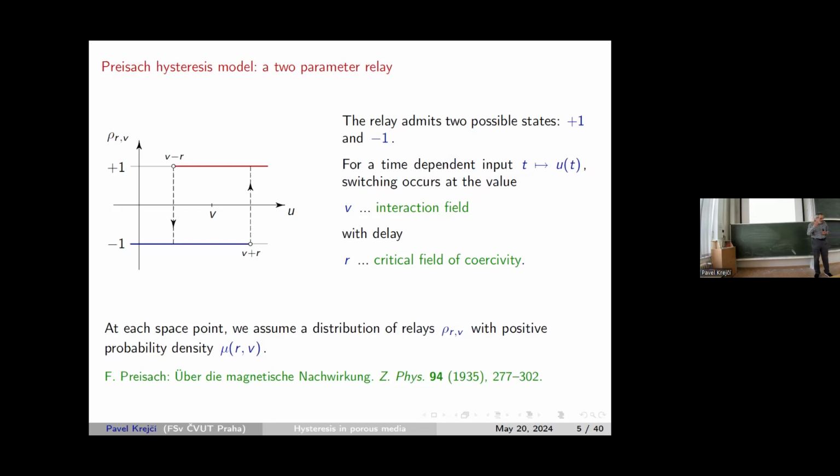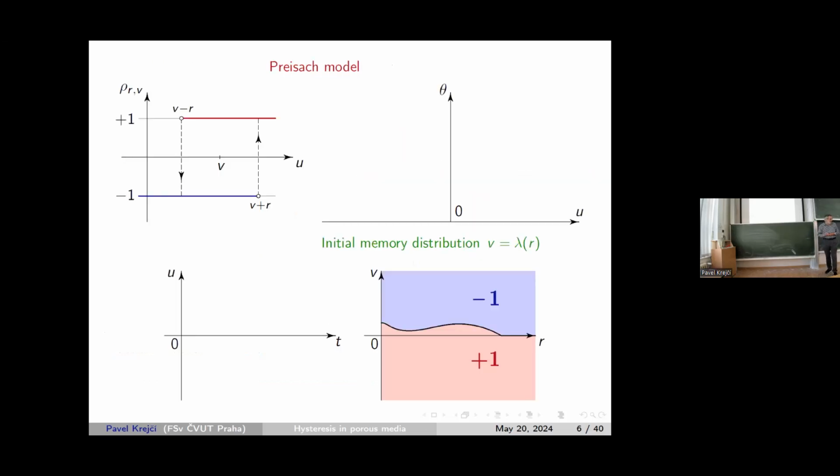And so we imagine the porous medium to be a collection of cells. And the cell can be full or empty, but nothing in between. So +1 means the cell is full, -1 means the cell is empty, but to let the cell evacuate or to fill the cell, you have to overcome a certain resistance, which is expressed by this critical field of coercivity r. So we have all kinds of cells with all kinds of interaction fields, all kinds of critical fields of coercivity. And now we will show how it works in practice.